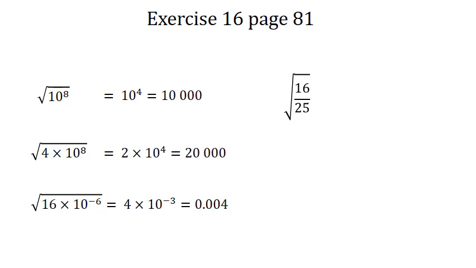Now, observe this fraction. We have radical 16 over 25. Don't forget, the numerator is kept in the numerator and the denominator is still in the denominator. So radical 16 is 4, it is in the numerator, and radical 25 is 5 but in the denominator, so 4 over 5.